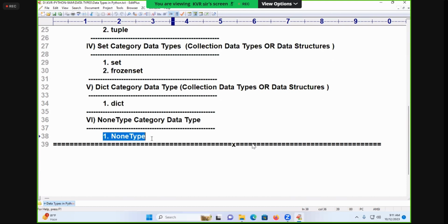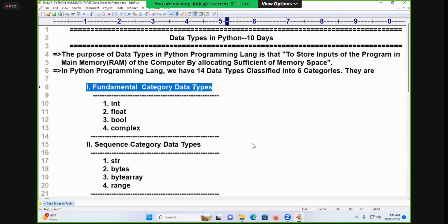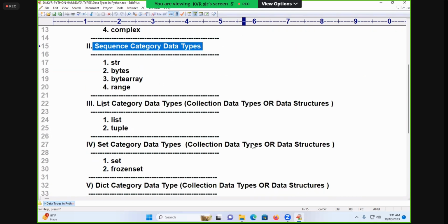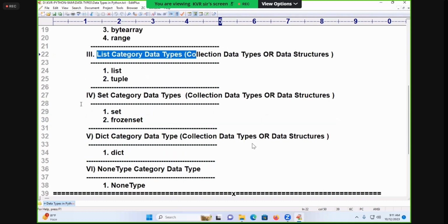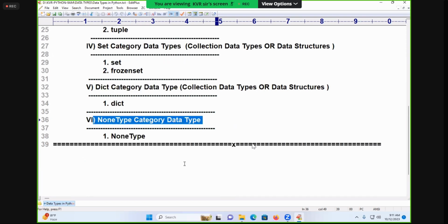How many categories are there? 6 categories are there. What are they? Fundamental category data types, sequence category data types, list category data types, set category data types, dict category data types, NoneType category data types. Good. Very good. So you people understood the classifications and types.